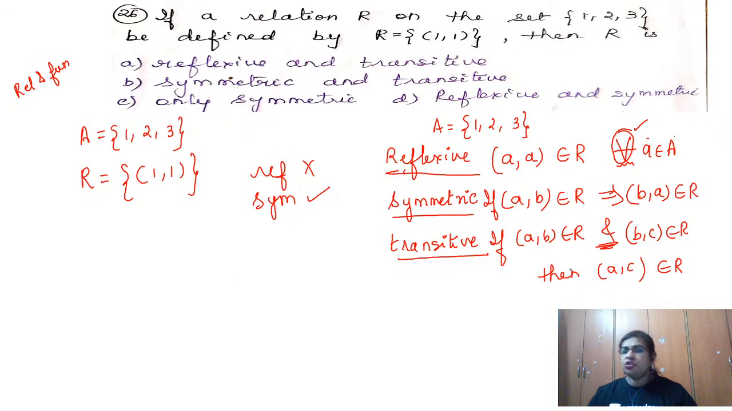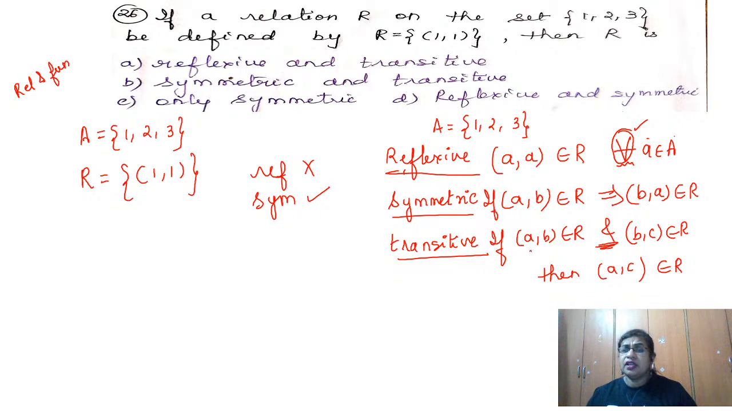Come to transitive. Now for transitive, what is the condition I have told? A comma B belongs to R and B comma C belongs to R. Then only I can check the first and the last element, A comma C belongs to R. Now tell me one thing. Do you have the condition for transitive? Condition itself is not there. Then what did I tell you? If condition is not there, then by contradiction, I accept the transitive property. I say, yes, it is transitive.